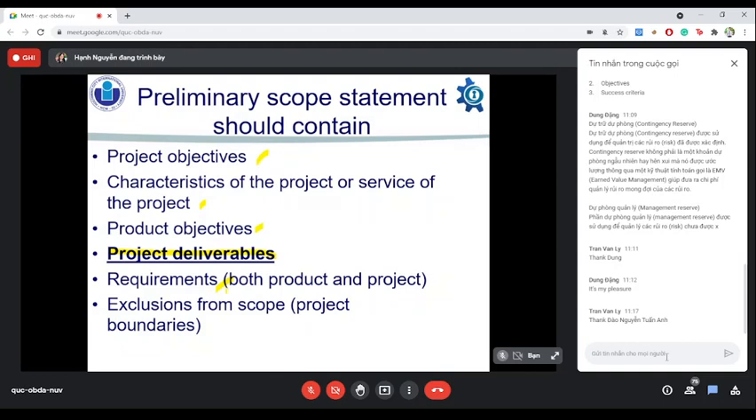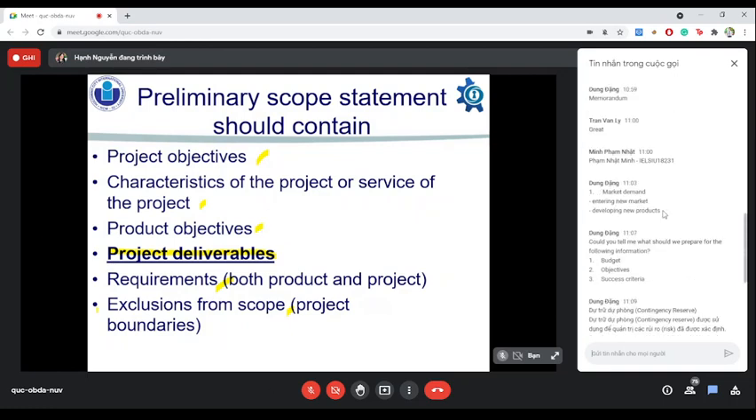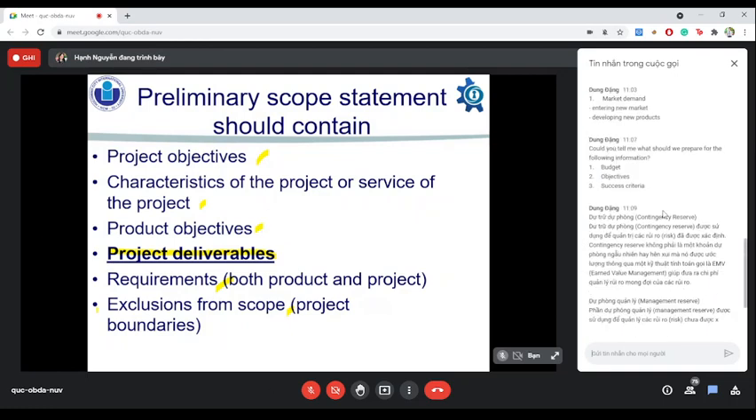And exclusions from scope, or in other words, the project boundaries. So what is it? It is a description of tasks, items, and actions that are specifically excluded from the project scope. So why do we need to exclude something from the scope? Well, it's very simple, because it helps us to avoid redundant work outside the scope of the project. We don't need to do something that is unnecessary.